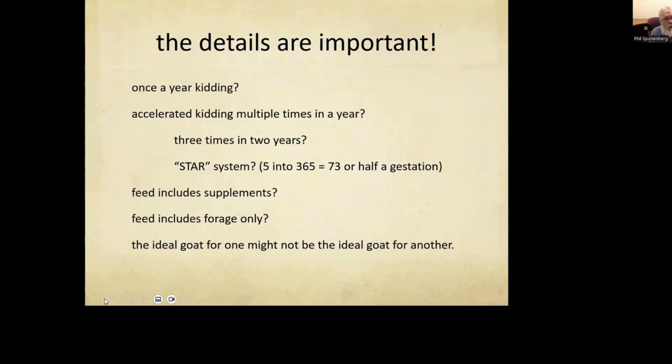Now, the essential piece is that the ideal goat for one of these may not be the ideal goat for another one. And obviously, all goat owners are exposed to good advertising from breeding stock producers. And you have to realize that they have a system, and you have to then decide whether your system mirrors that system and can use those animals to good advantage, or whether your system is so different that you have to go look somewhere else.